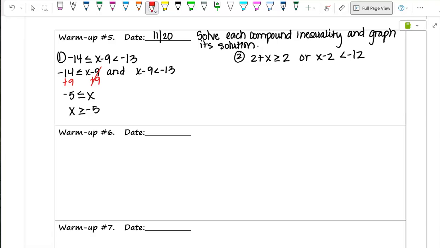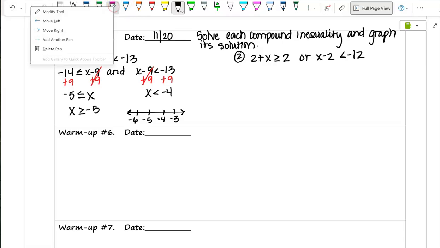Then we have to solve the second one. X minus 9 is less than negative 13. So we add 9 to both sides. So we get x is less than negative 4. And then we need to graph both of those on the same number line. And again, because it's an and, they should be moving towards each other.